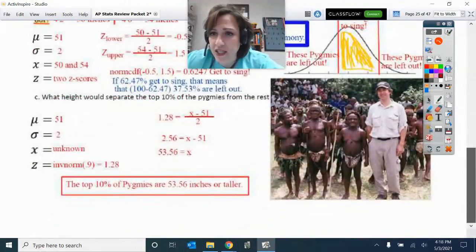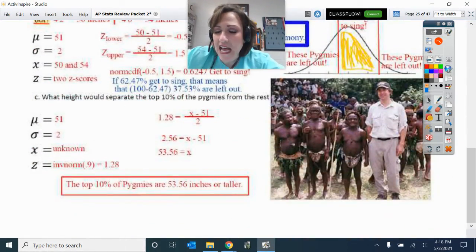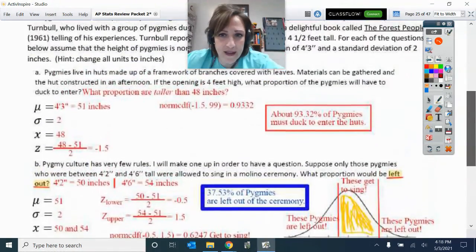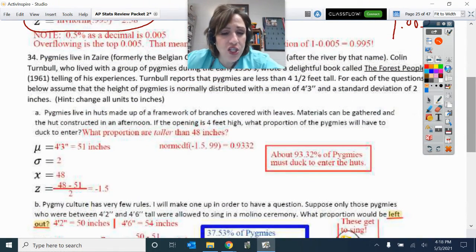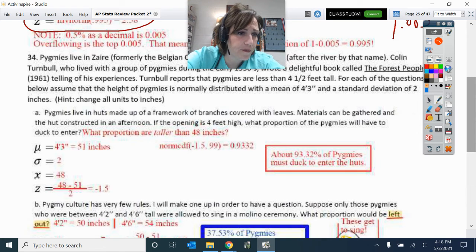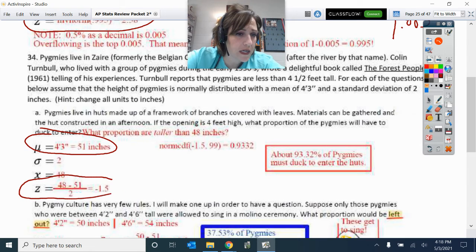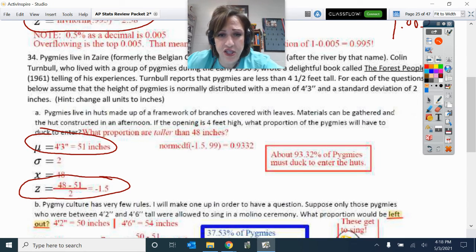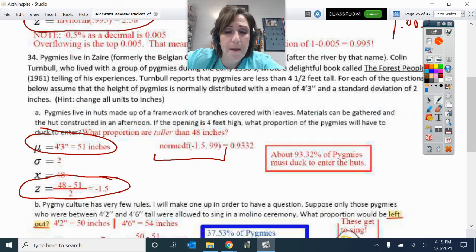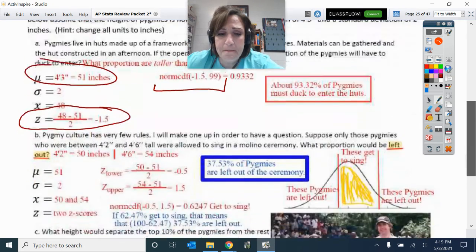Now 34 is interesting. It's the pygmies. Look, here's a picture of the pygmies down here. Okay, and so we have some criteria. Taller than 48 inches. Okay, so we had to convert from feet to all inches. So I did. Taller than 48 inches. The mean is 51 inches. So my z-score is x minus the mean over the standard deviation, and then I norm CDF'd above that.